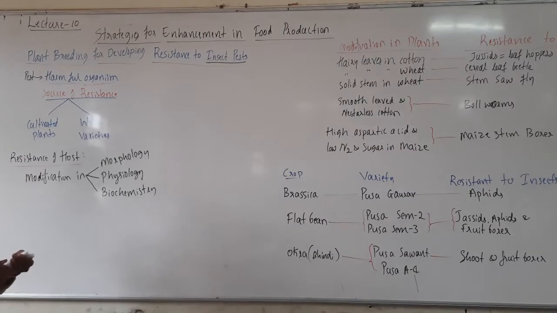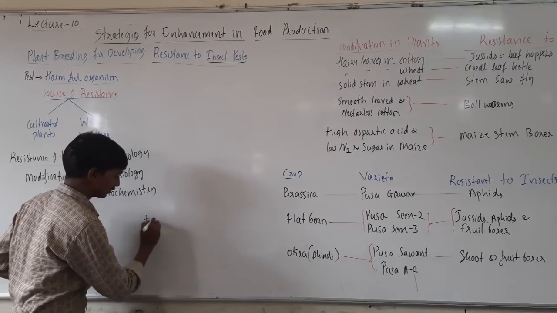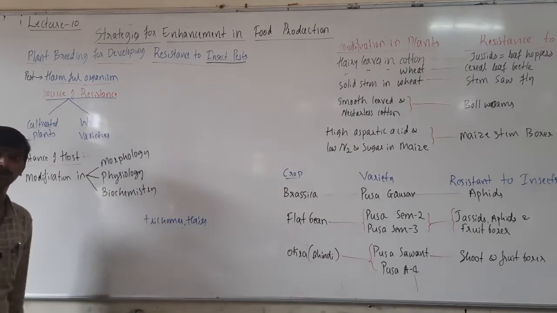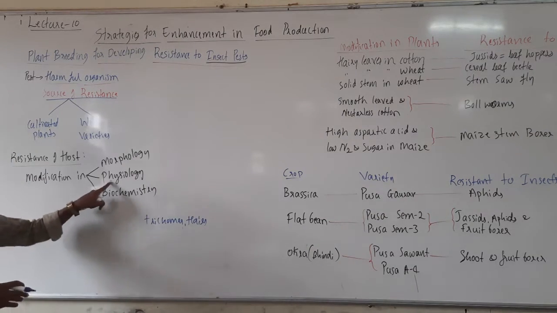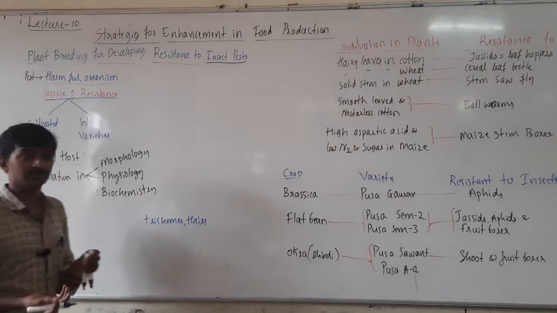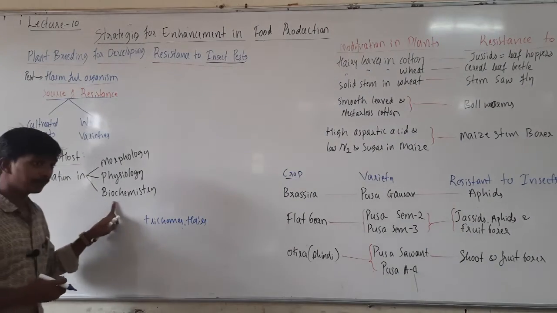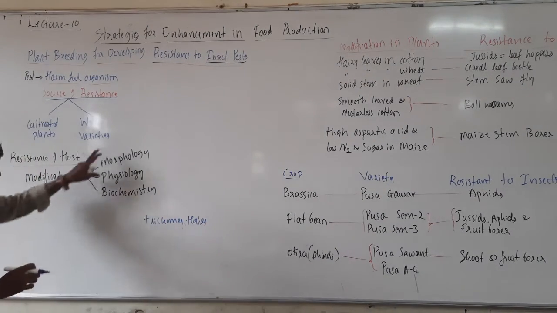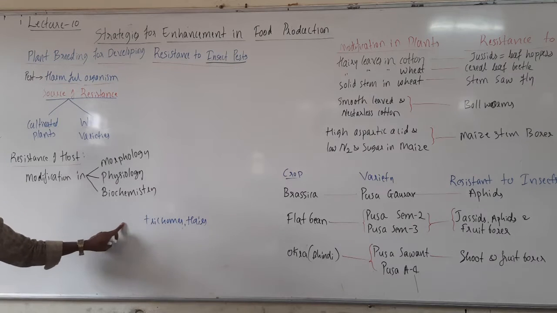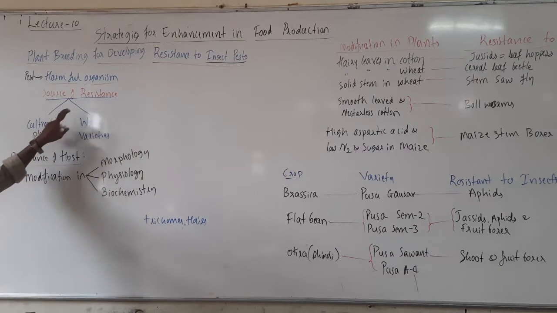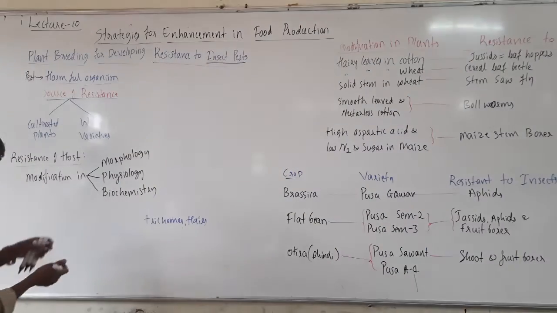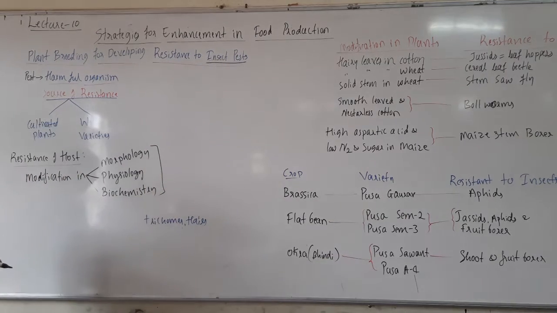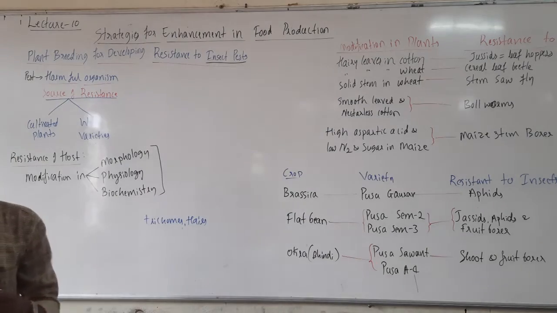Morphology means, you have heard about trichomes, hairs on the stem, right? All those are modifications. Physiology means change in the respiration and photosynthesis pattern, etc. Biochemistry means production of some chemicals, like that. If all these are modified, then the plant will be resistant to those insect pests, only if they are modified in these aspects. So we shall see the methods by which these are developed.